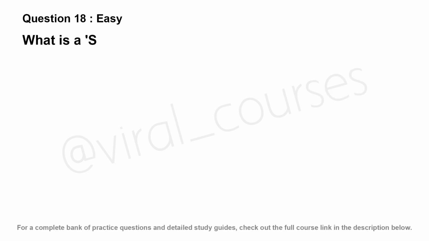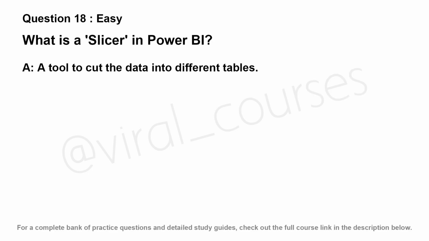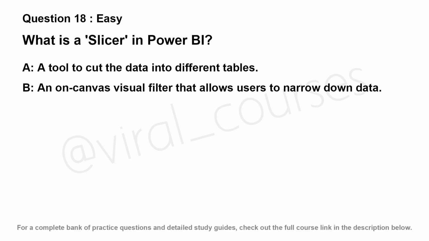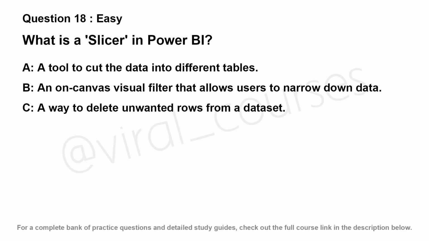What is a slicer in Power BI? Option A. A tool to cut the data into different tables. Option B. An on-canvas visual filter that allows users to narrow down data. Option C. A way to delete unwanted rows from a dataset. Option D. A specialized DAX function for division.